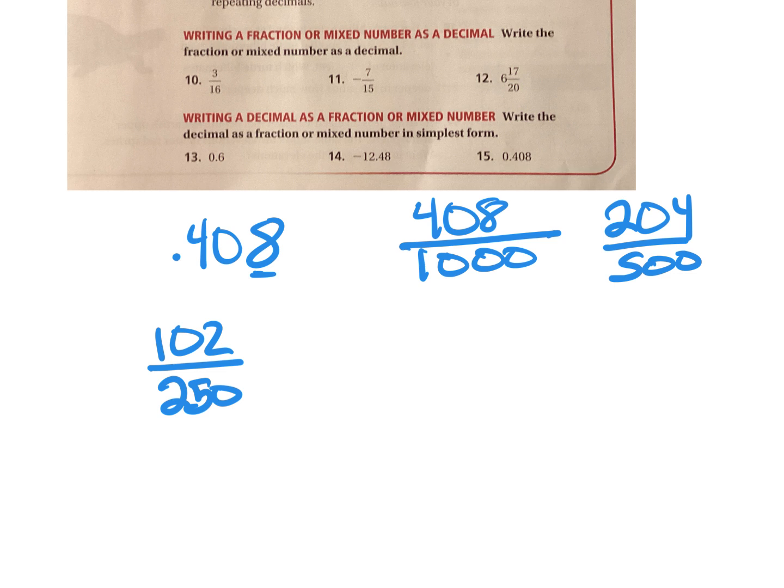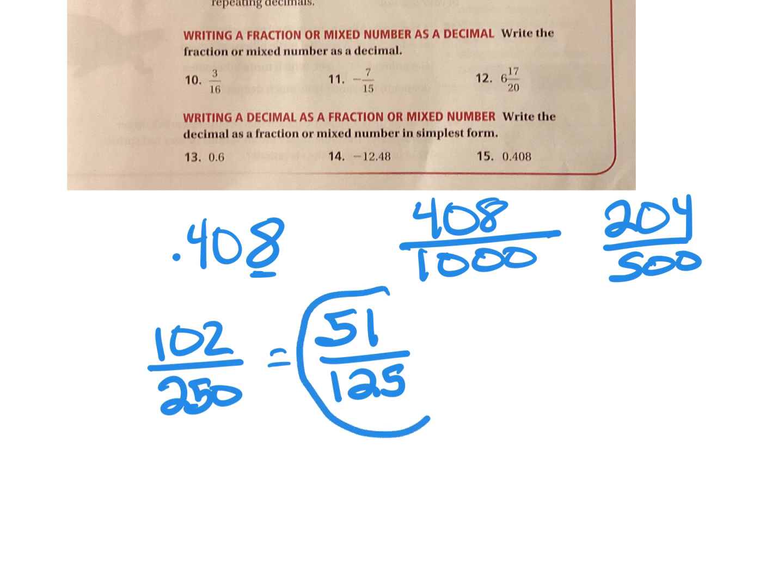Now I've got to see if there's anything that can go there. Well, they're both still even, so let's cut it in half one more time. 102 divided by 2 is 51, and that's 125. And nothing that goes into 51 can go into 125, so that's my final answer. So 51 over 125 is the same as 0.408. You can check it on your calculator by going 51 divided by 125, and when you do that, you get 0.408.